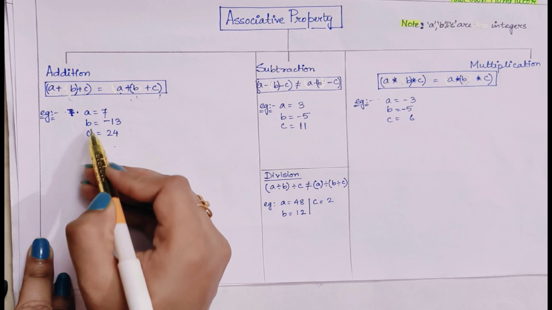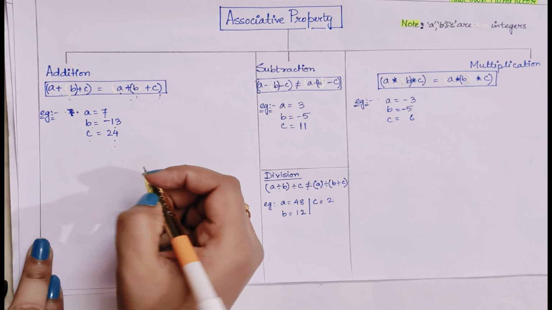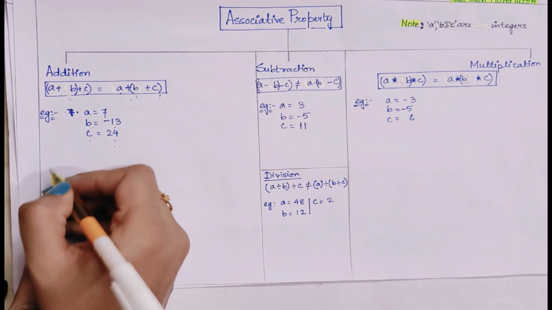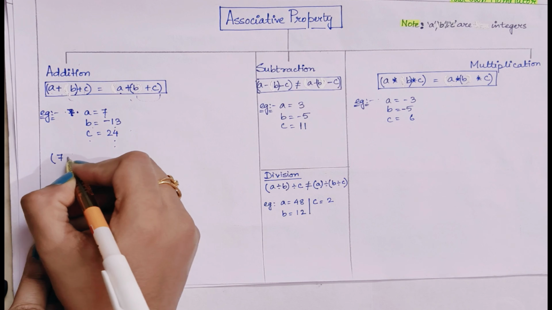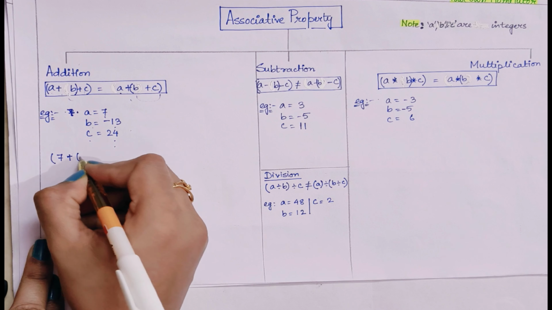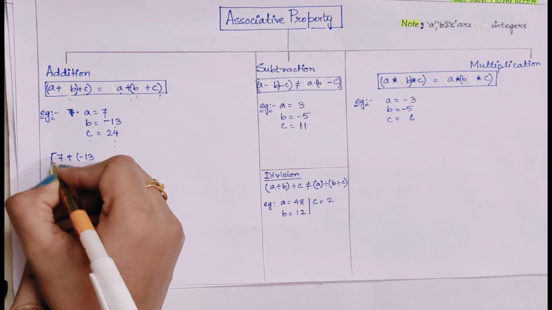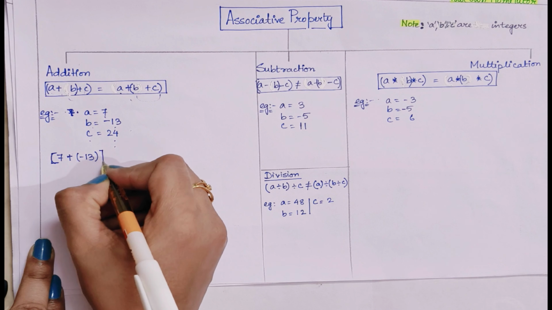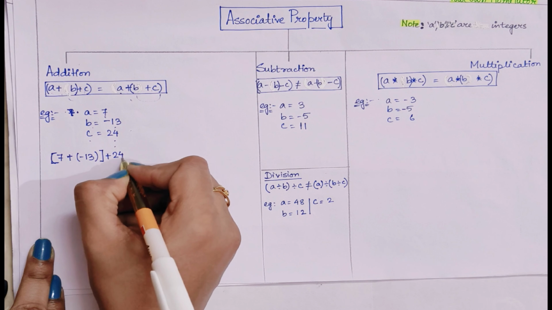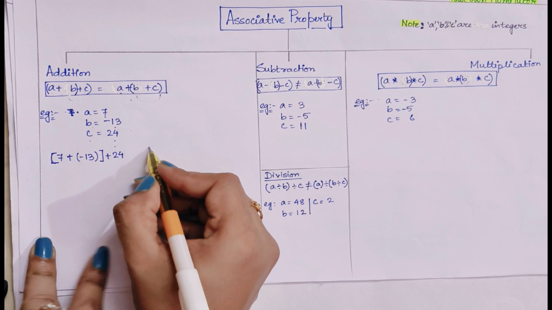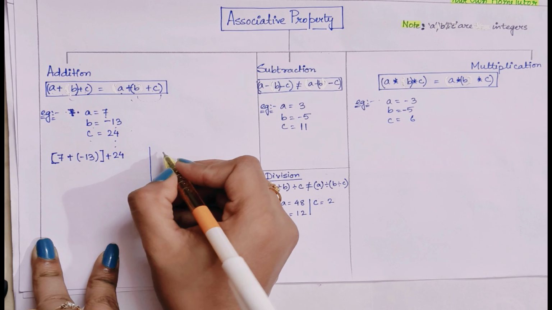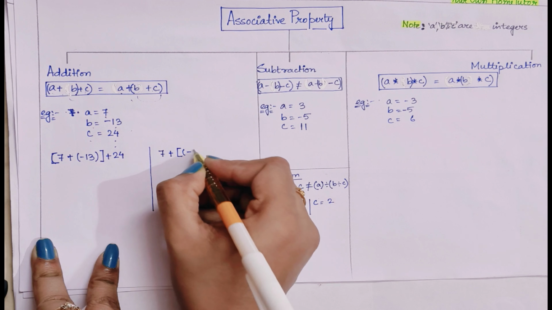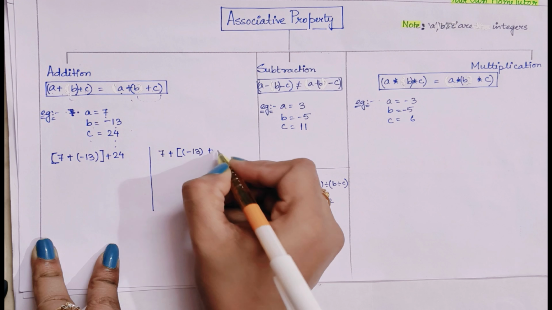a is 7, b is minus 13 and c is 24. So if I have to write in this formula, I can write like this: 7 plus minus 13. I will put a square bracket here. This plus 24 for the left hand side. And for the right hand side, I have to put 7 plus minus 13 plus 24.